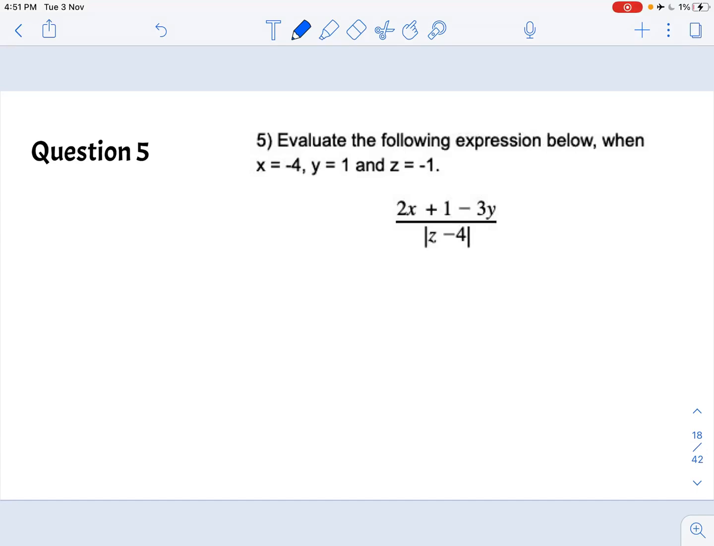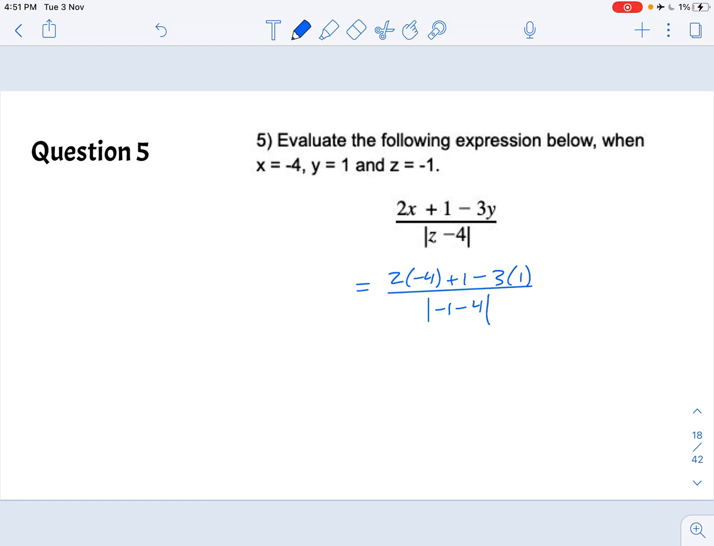Question 5 is another evaluation question. So kind of like question 4, the most important thing is the first step, which is replacing all of the variables. So that x is going to become a negative 4 plus 1 minus 3. That y is going to be replaced with a 1. And then in the denominator, I'm going to have the absolute value of negative 1 minus 4.